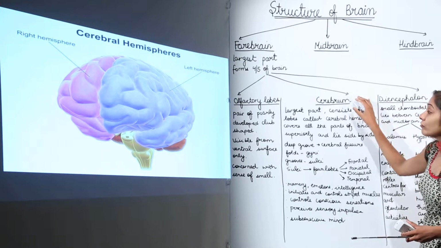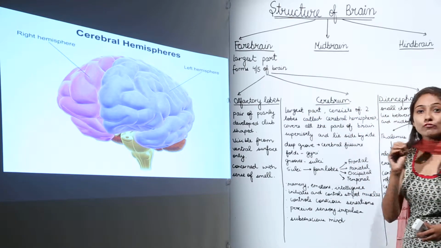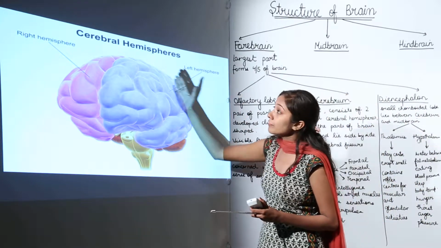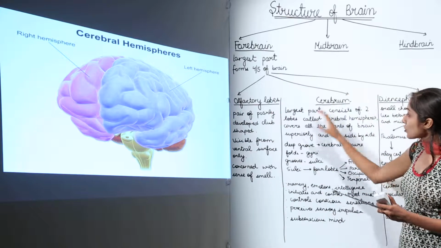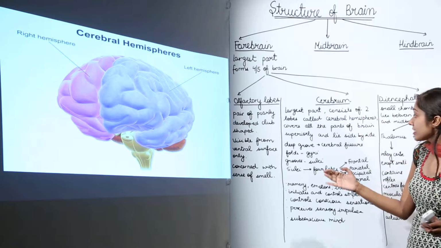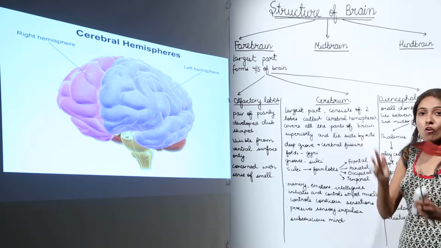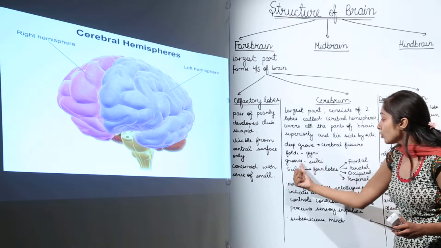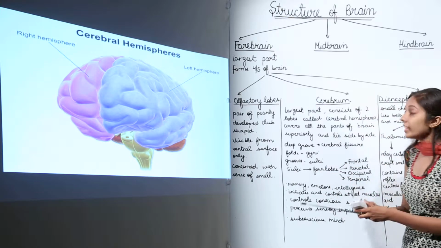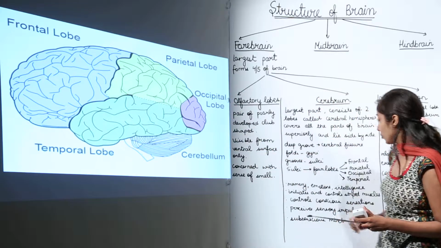But the cerebrum, which is an important part of your forebrain, is the largest part. It consists of 2 lobes that we call cerebral hemispheres, a left hemisphere and a right hemisphere. They are separated by a deep groove that we call the cerebral fissure. The folds are known as gyri and the grooves are known as sulci. There are 3 prominent sulci which form the 4 lobes: frontal lobe, parietal lobe, occipital lobe, and temporal lobe.